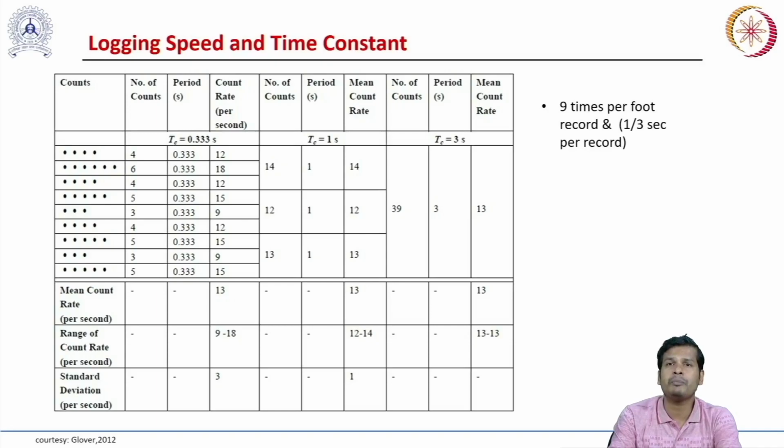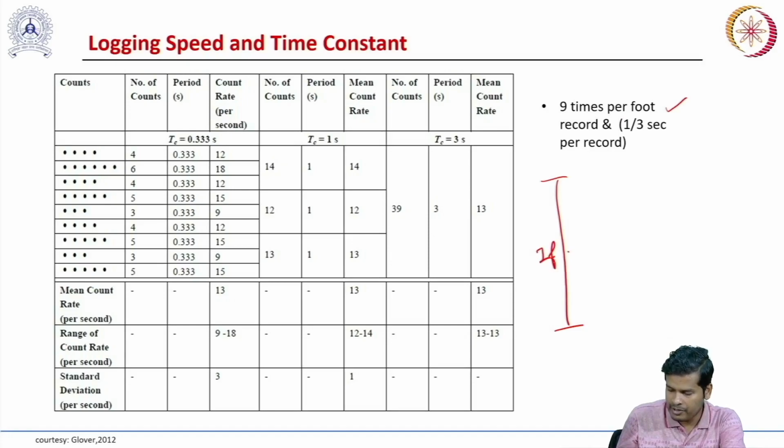This could be better understood by this example. For example, in a logging tool, if I take let's say 9 records per foot, that means over a 1 foot interval of the formation, how many records am I going to take? I'm going to take 9 records. And how much time am I going to spend? 1 by 3 seconds. That means every 1 by 9 feet interval I'm going to take 1 record.